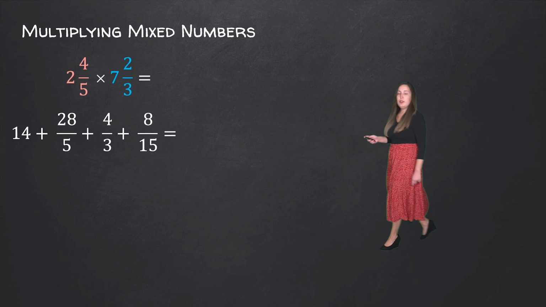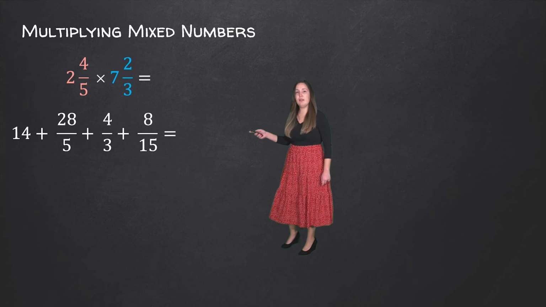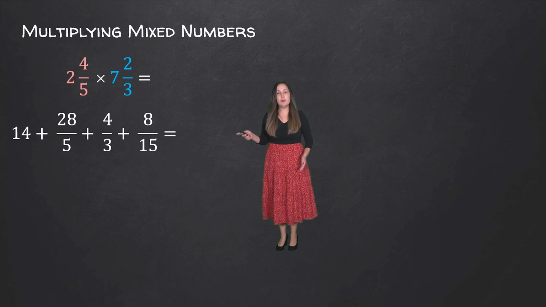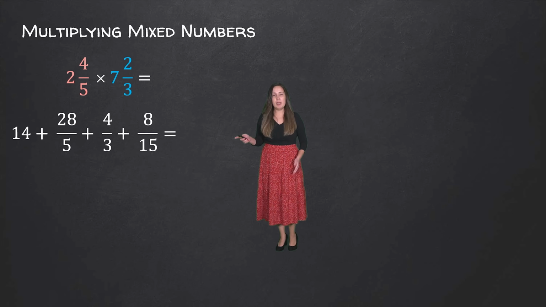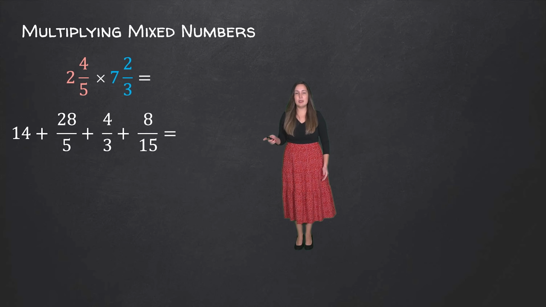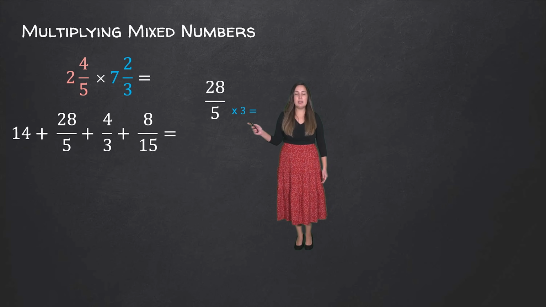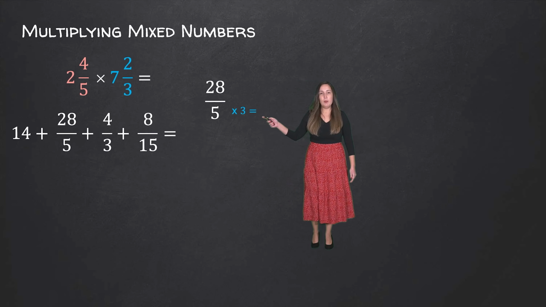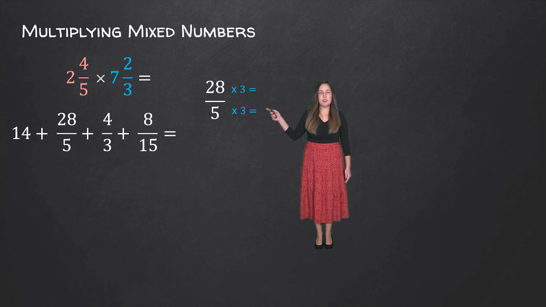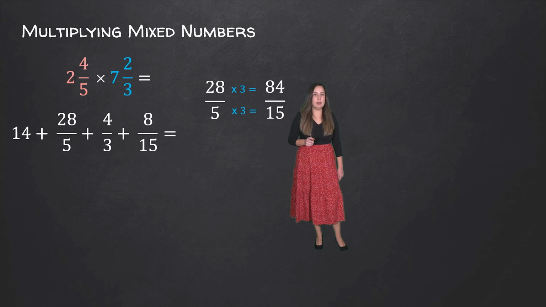So notice here that we're adding a whole number and fractions, but these fractions do not have the same denominator. So we're going to write equivalent fractions to get the same denominator. For 28 over 5, we're going to multiply 5 by 3 to get a denominator of 15. And whatever we do to the denominator, we have to do to the numerator. So 28 times 3 is equal to 84, and 5 times 3 is equal to 15.